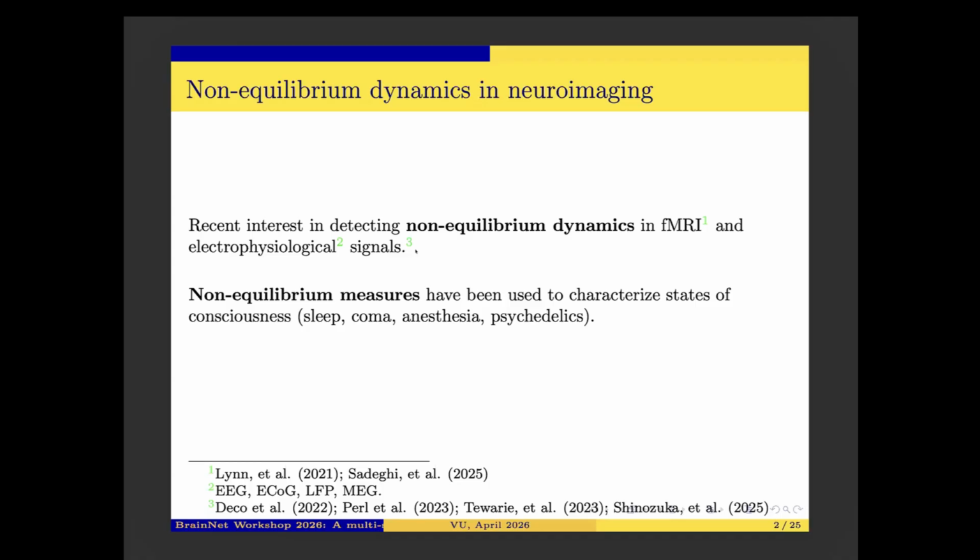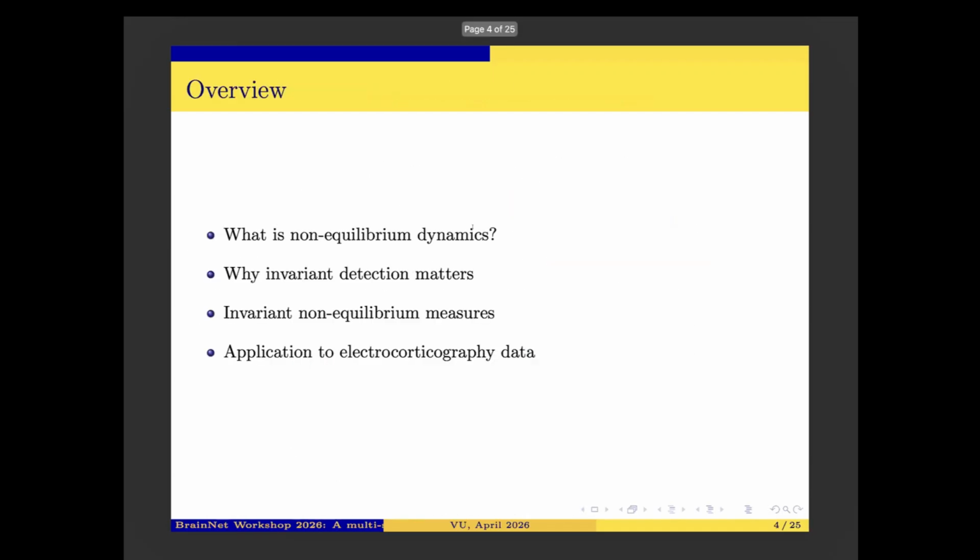And so what I want to do in this talk is first to explain what is meant by non-equilibrium dynamics in this context. And second, I want to tell you what I did in this study, and that is a way of detecting non-equilibrium dynamics in an invariant way. That means independent of the coordinate representation of your data, and why that is important. And then I will have a brief application to ECoG data.